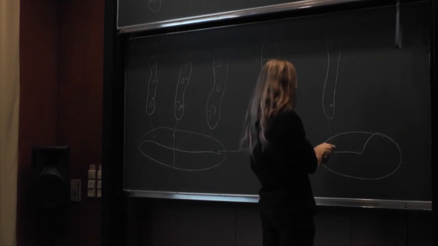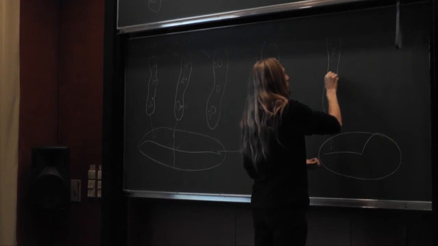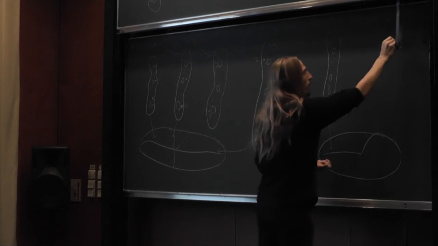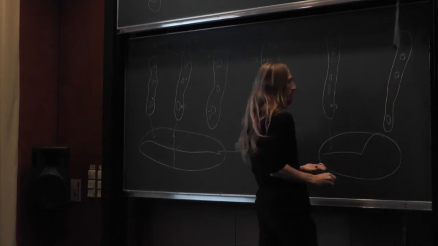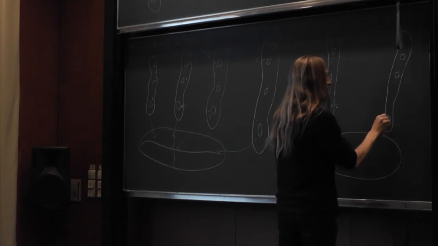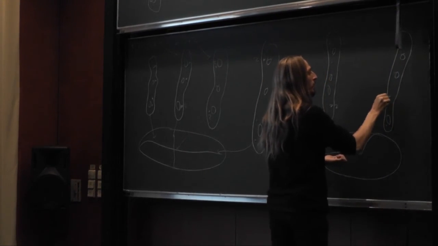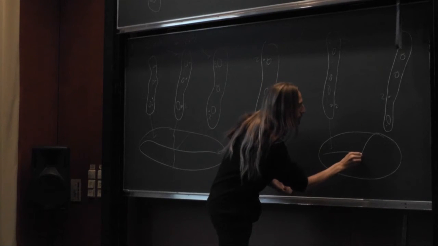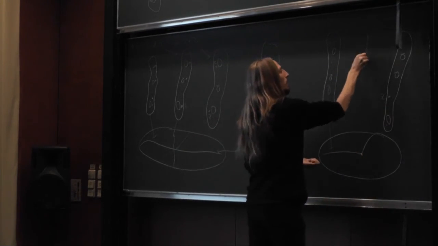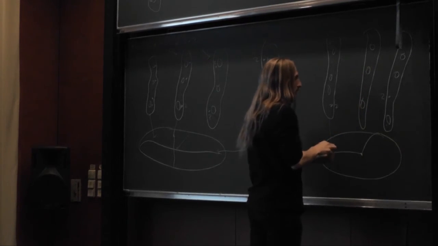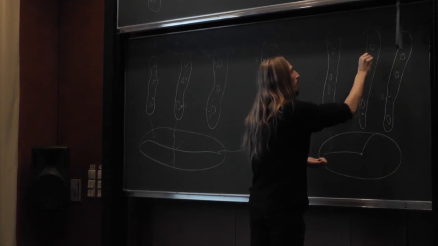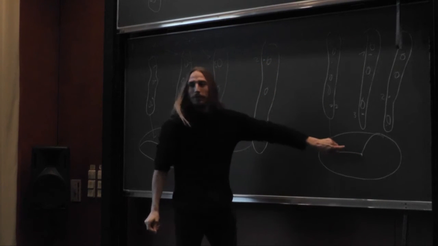Let's draw this. Here this is a double zero, here this is a double zero, and then on this special point here we'll have a triple zero. So it really looks like this. That's why I draw this picture.